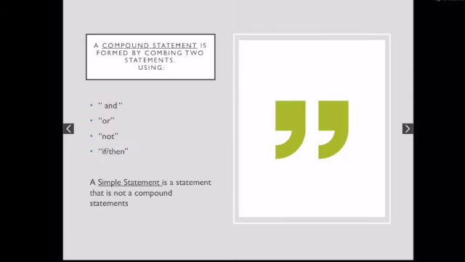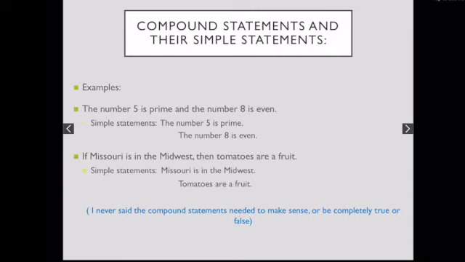We can combine two statements and form a compound statement using and, or, not, and if then. A simple statement is a statement that is not a compound statement. So for example, here's a compound statement. The number 5 is prime and the number 8 is even. The simple statements are the number 5 is prime and the number 8 is even. And is what we used to join the two.